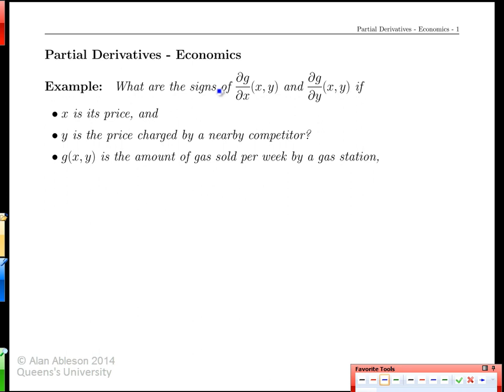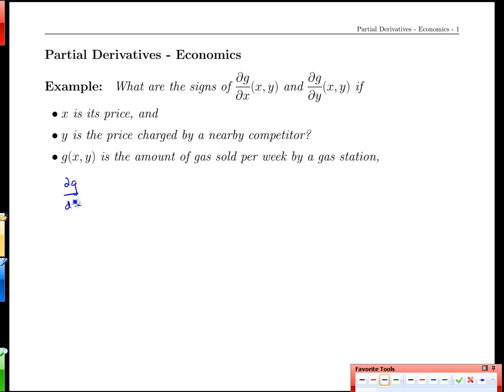We consider here an example where we study the interpretation of the partial derivatives in the context of an application. If we have a function g of x, y, which is the amount of gas sold per week by a gas station, and the inputs are x, our price, and y, the price of a competitor, can we predict what the sign of the partial derivatives ∂g/∂x and ∂g/∂y are? Well, I think we can using our intuition about the context here.